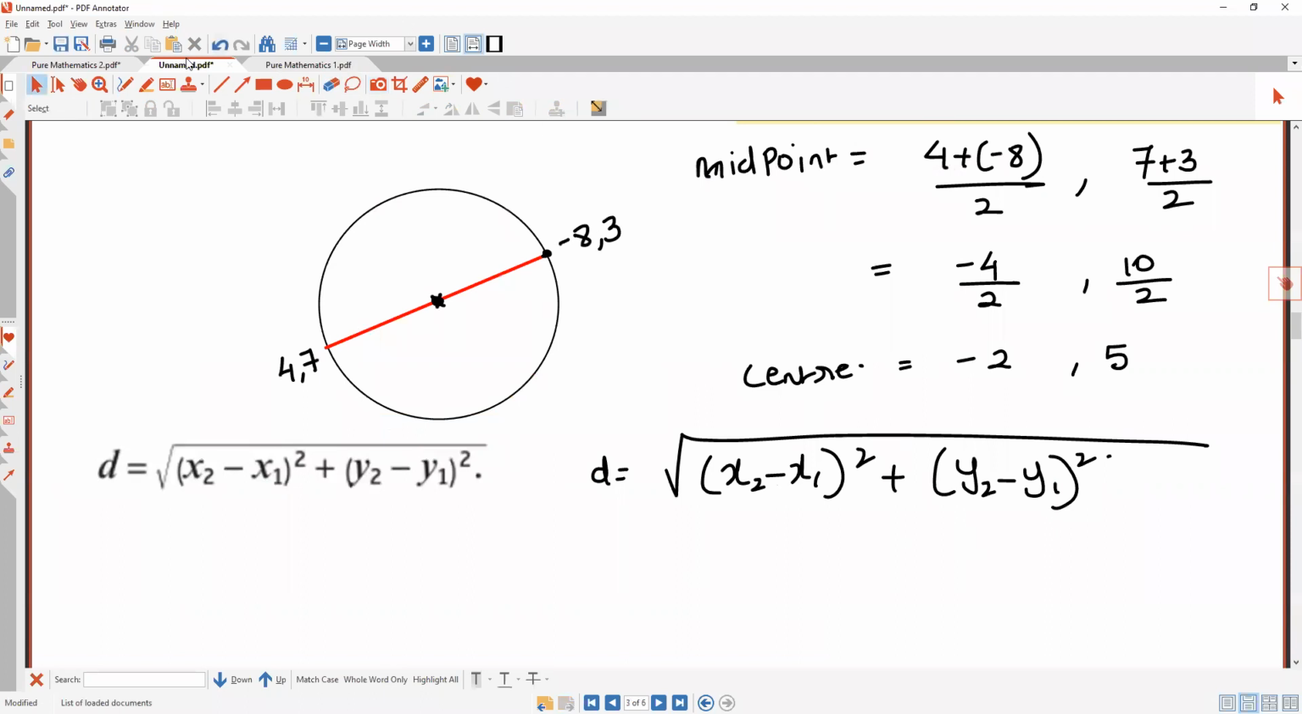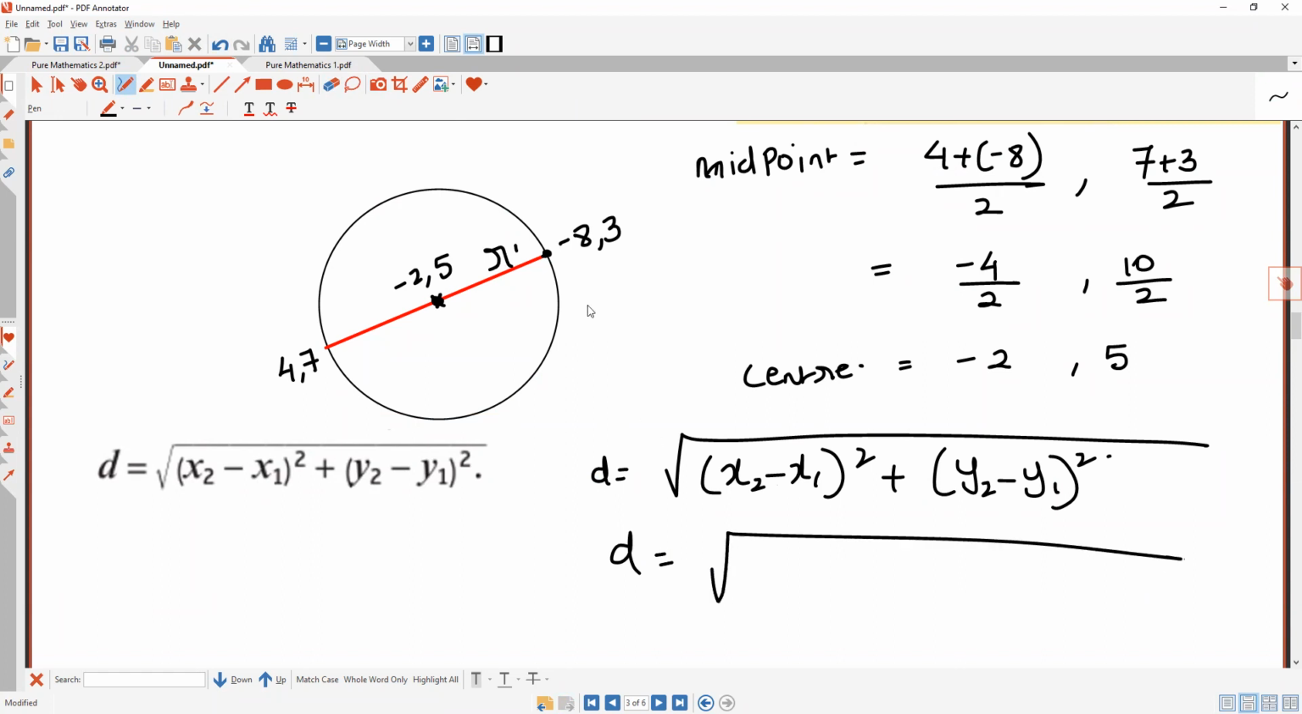Okay, so I know my center. What is the center? -2, 5. I know the center, so I'm supposed to find the distance to get the radius. This is my radius. So what should it be? x2 minus x1. Can I do -8 minus of 2 minus 2 whole square, plus y2 minus y1, 3 minus 5 whole square?